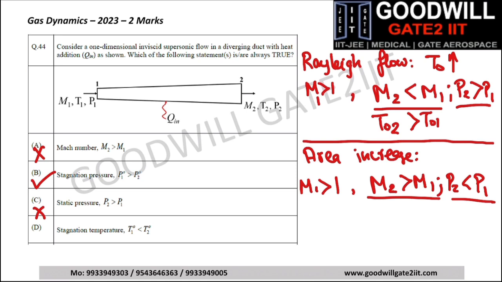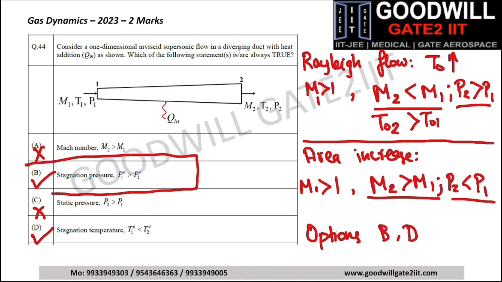Now the last option is stagnation temperature T01 is less than T02. Since this is a heat addition problem, T02 would always be greater than T01 for sure. So the two options that would be right here are options B and D. So these two would be the final answer for this question.